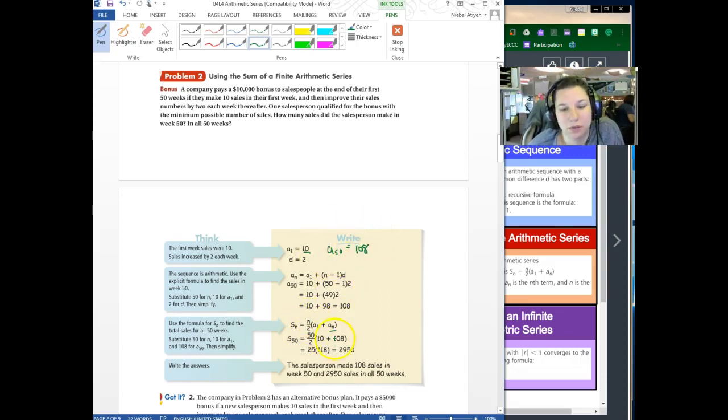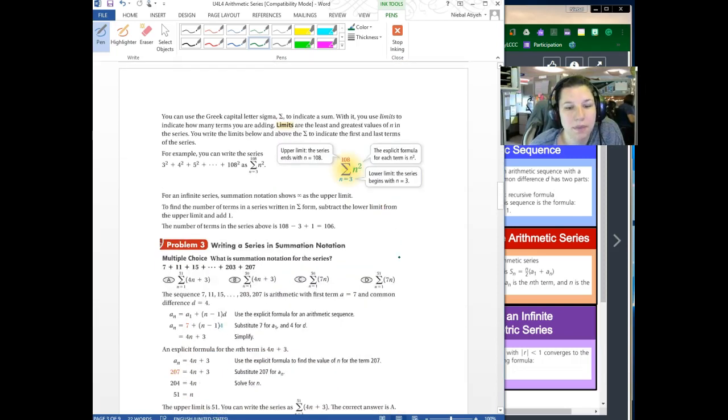And now we can substitute those into our summation formula. We have 50 terms for 50 weeks, dividing that by 2, and then multiplying it by the sum of the first and last term. So in total, they made 2,950 sales.